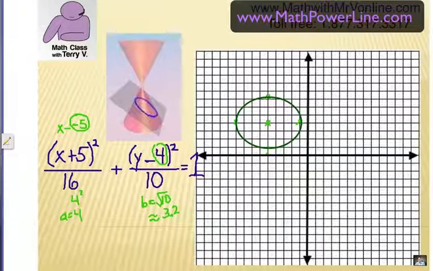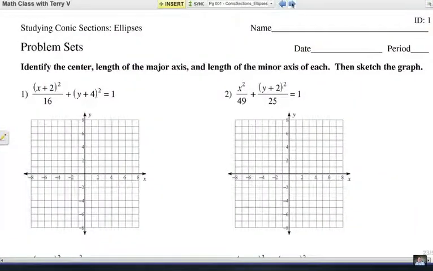All right, but let's try a couple of problem sets, and I'm going to give you four altogether, and you can sketch this out on a piece of paper, but do try it first. So pause the video and see if you can figure out where the ellipse would go and what it would look like.